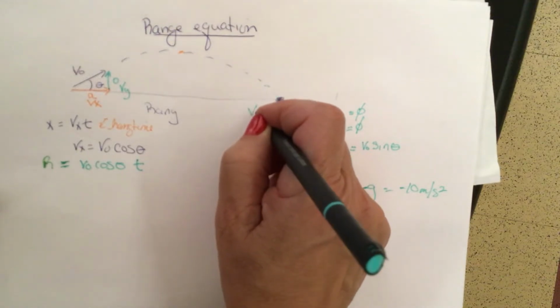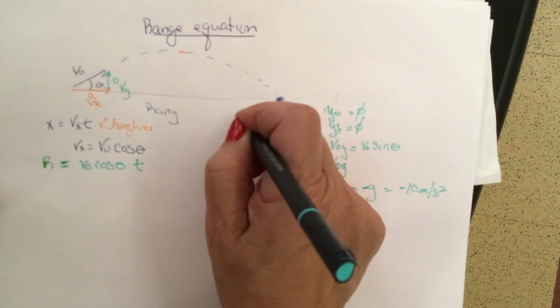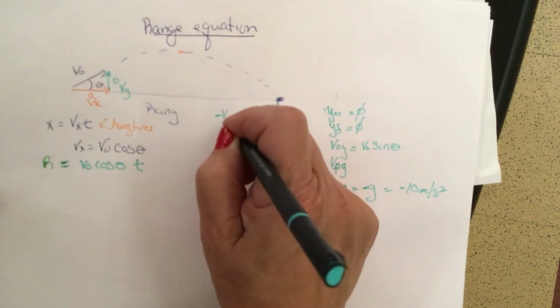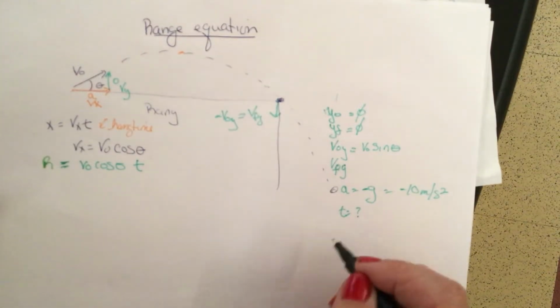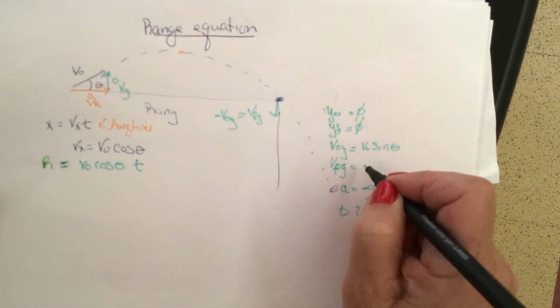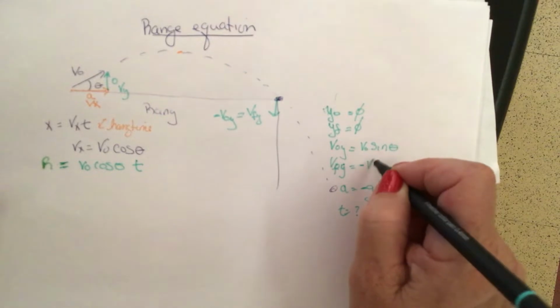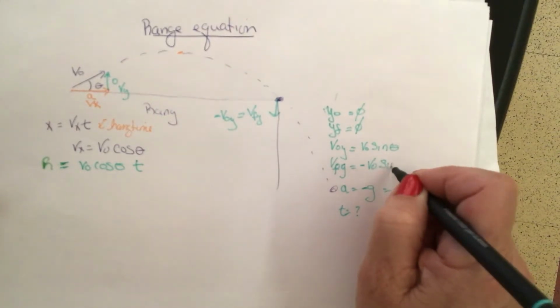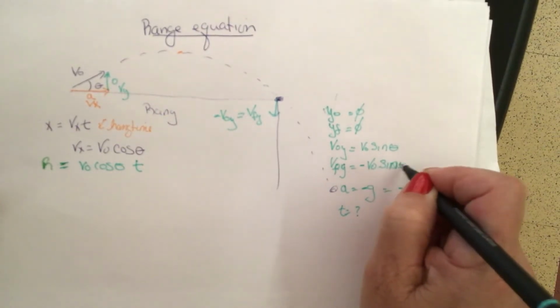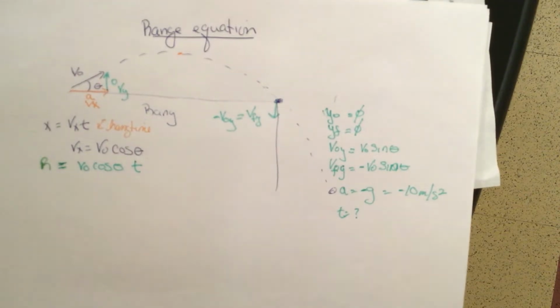So this Vy final is equal to the negative of the initial y velocity. And so we're going to write that there as negative V naught sine theta. All right, and I think that's all we know right now.